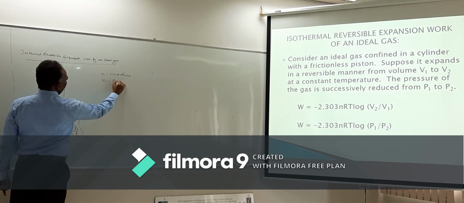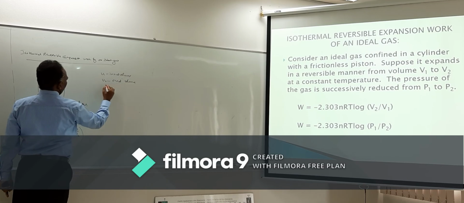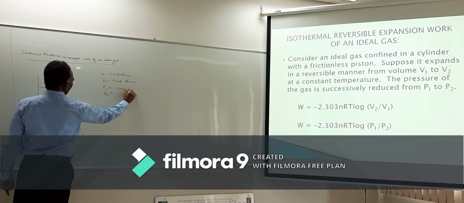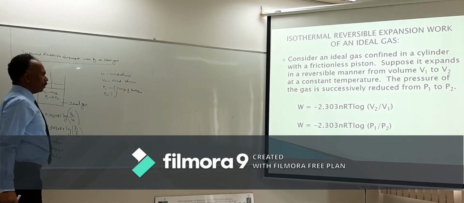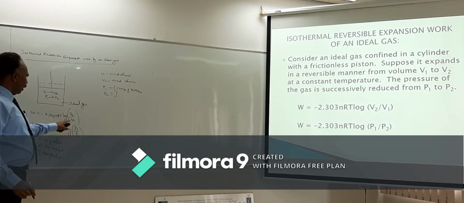V2 is the final volume. Pressure is also the same: P1 and P2 are the change of pressure from initial to final pressure. So here we know, how do we get V1, V2?